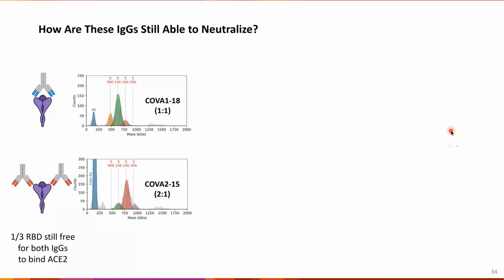So to wrap things up, one of the last questions that we had from this is: if both of these antibodies seem to bind less than the 3 copies that you would expect, how is it possible that these antibodies are actually still able to neutralize? Because you can imagine if one monomer of the spike is free, it may still be able to interact with a cellular receptor and cause infection.